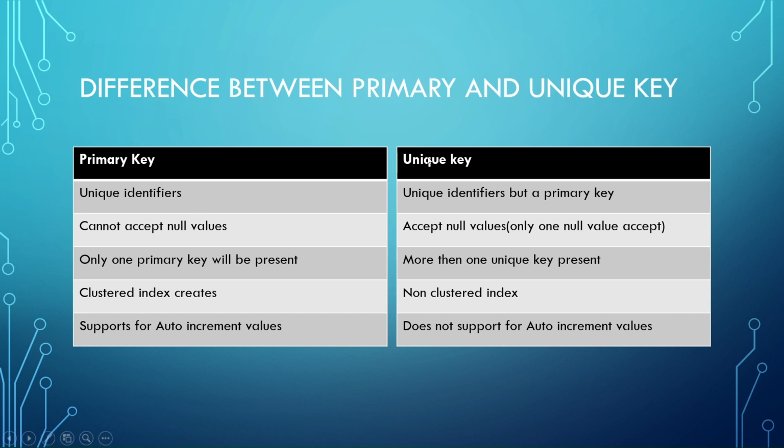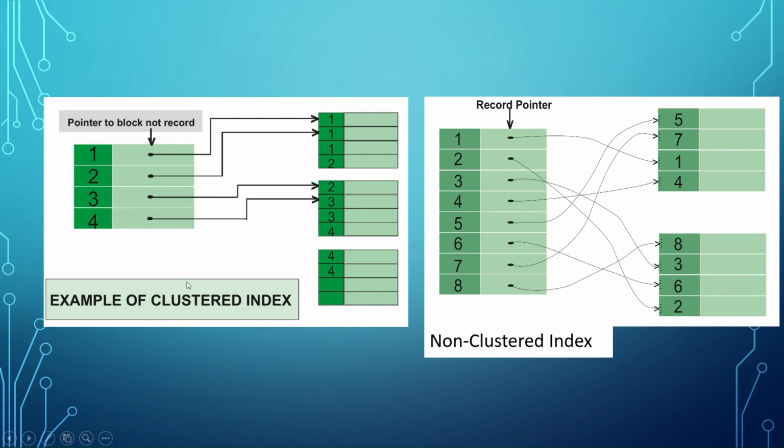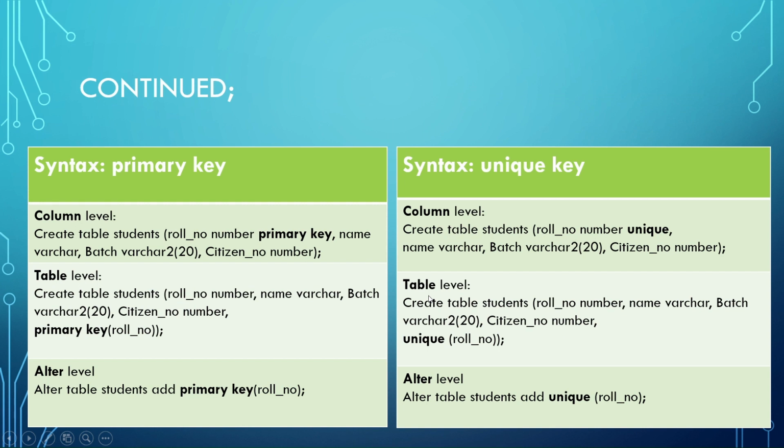Now see here, this shows the cluster index, and this is a non-cluster index. When you look at the cluster index, the order is in the form of a sequence number, but here the order is changed, so this is a non-sequence number, and this is called a non-cluster index. Now syntax: primary key and unique key are both defined at three levels, column level, table level and alter level. I have written this syntax in the description, please check it to know how we can define them while creating tables.